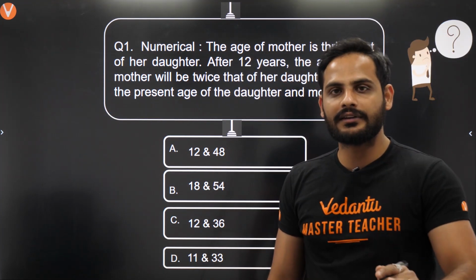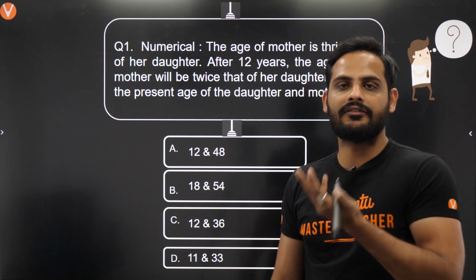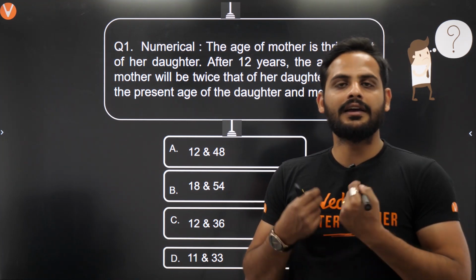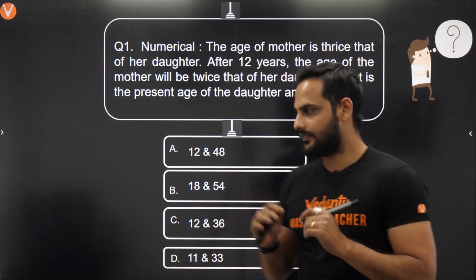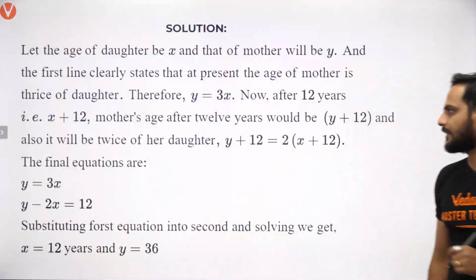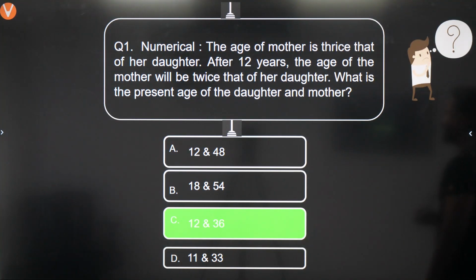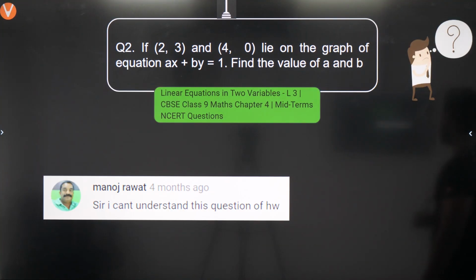Better read the question. Whatever the question tells you, if it is needed, take 2 variables. If it is not needed, do not take 2 variables. Solve it with only 1 variable. As simple as that. So the correct answer will be option C, 12 and 36. Let's move to the next question.